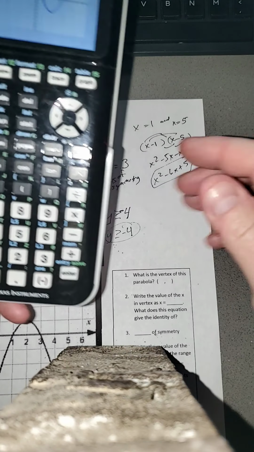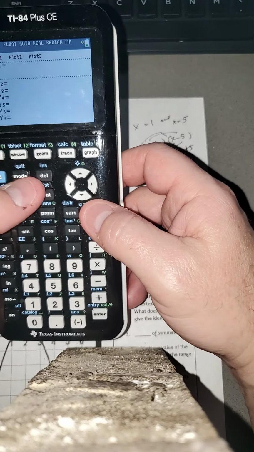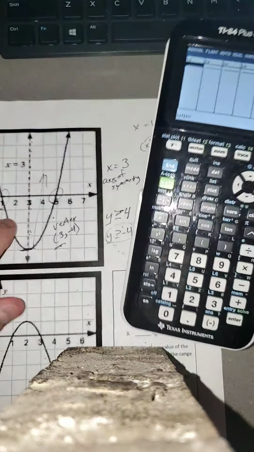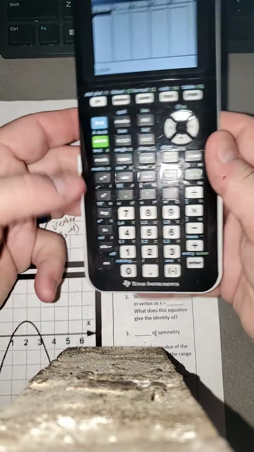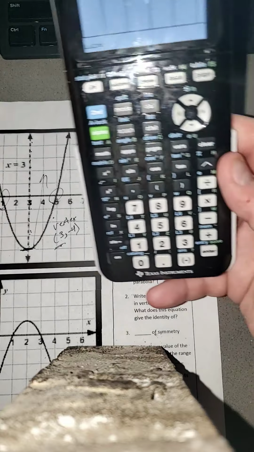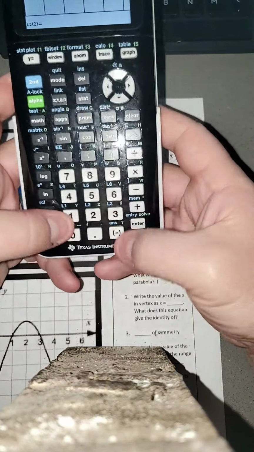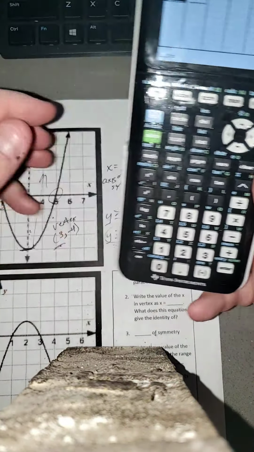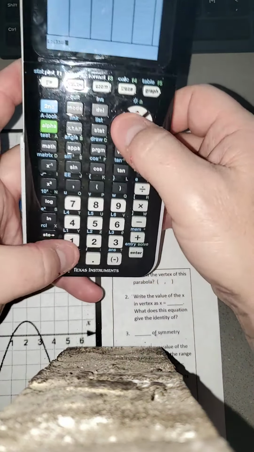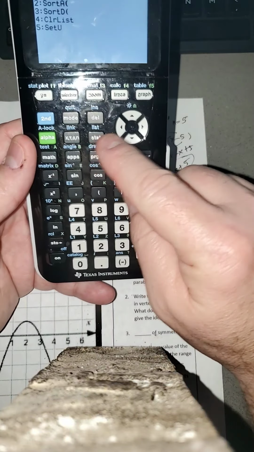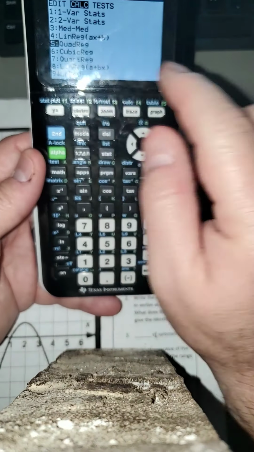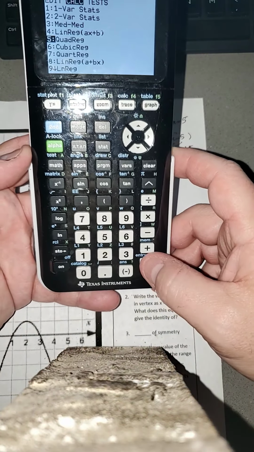All right. Now, if you're stuck, here's another way you can create this. Notice I have a point at 1, 0, so I can put in that point. I have a point at 3, negative 4. Does anybody remember what that was called? If you said vertex, you're correct. And I have a point at 5, 0. I can go into stat and calculate. This is quadratic, so number 5. I can calculate a quadratic regression.